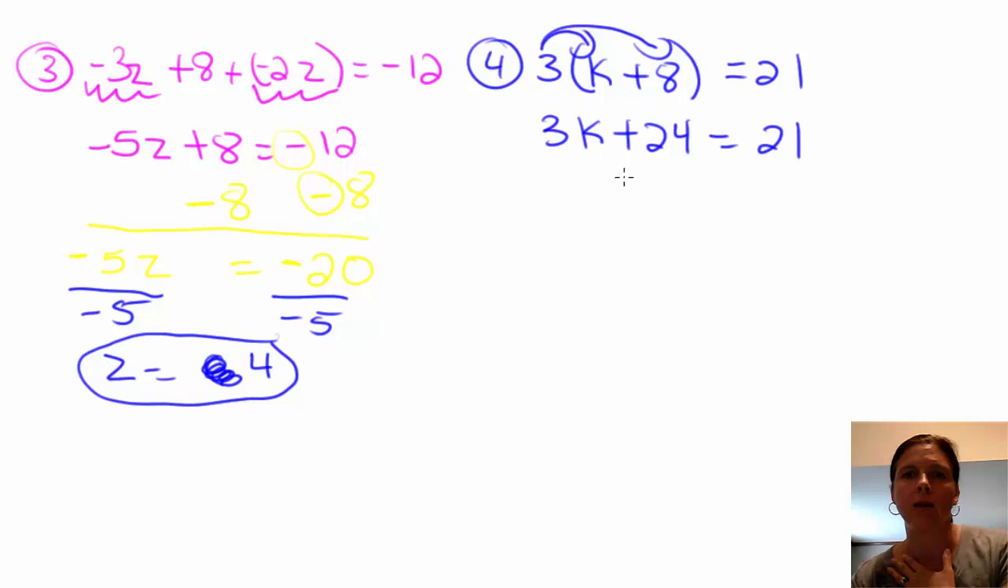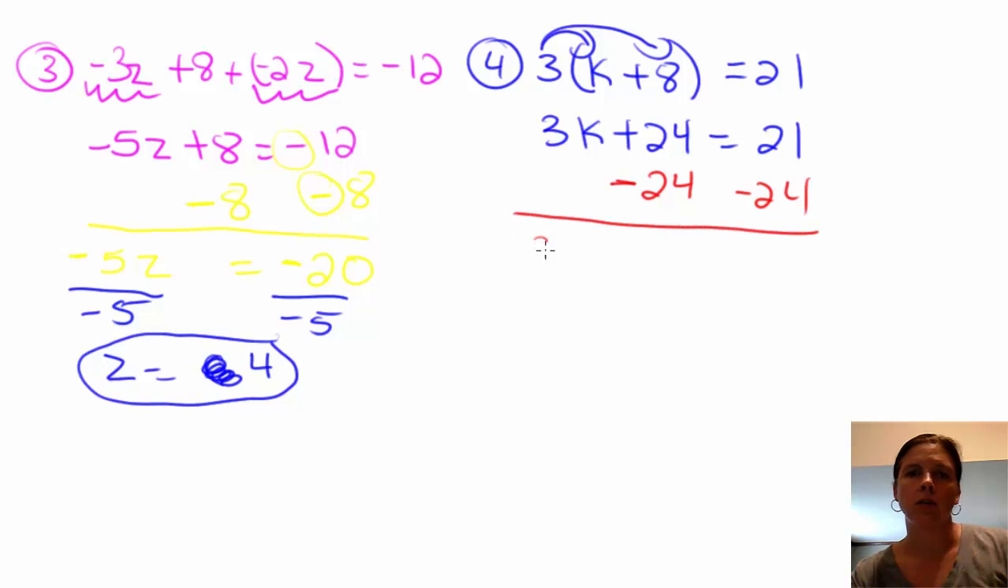And then we're going to subtract 24. So 3k equals 21 minus 24, which is a negative 3. And then we're going to divide by 3. K equals negative 1.